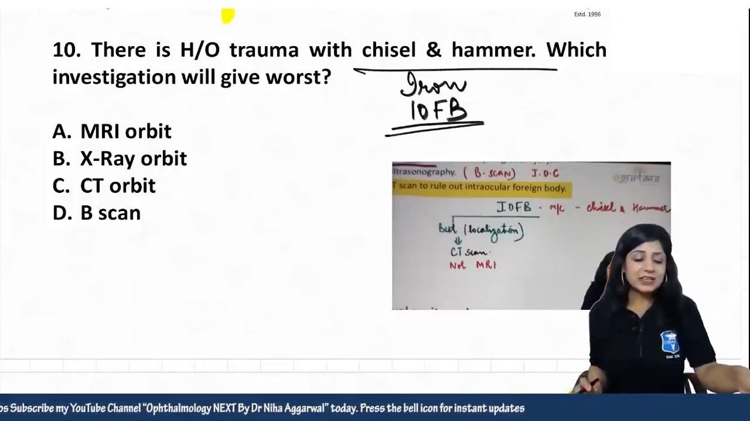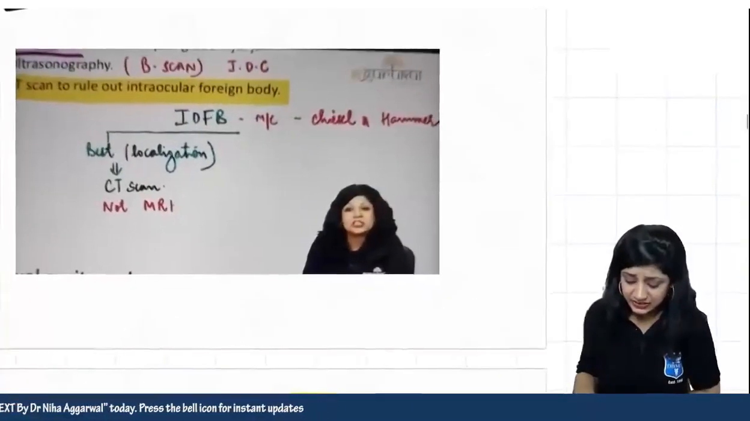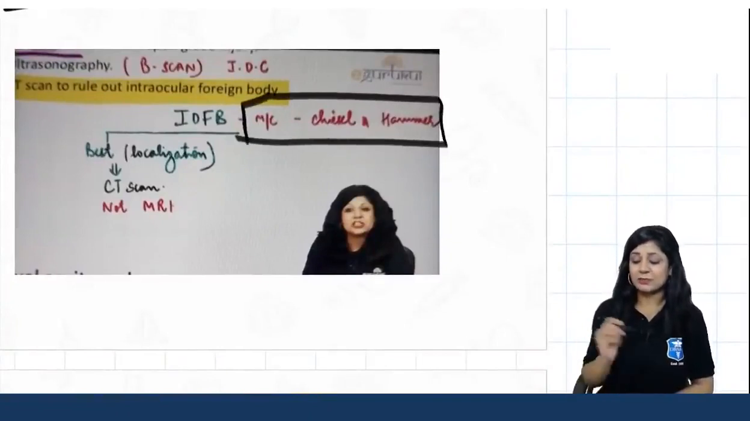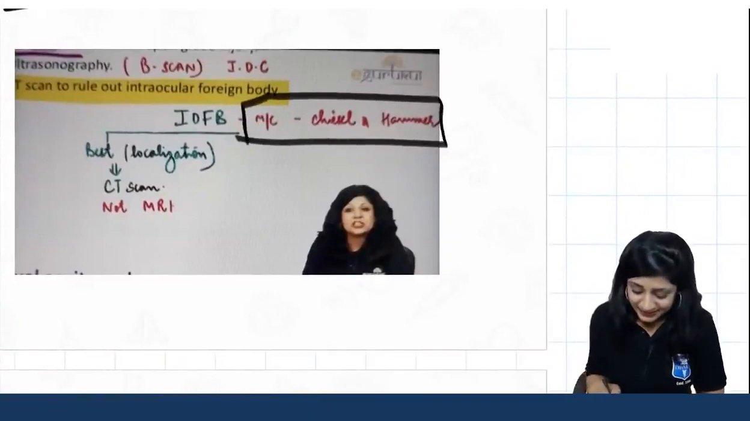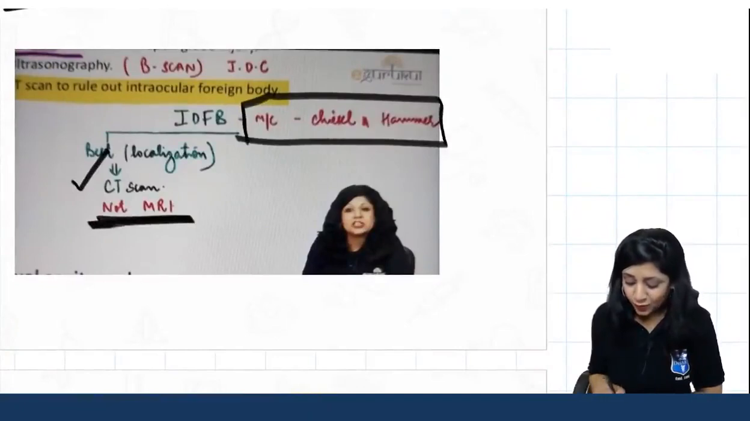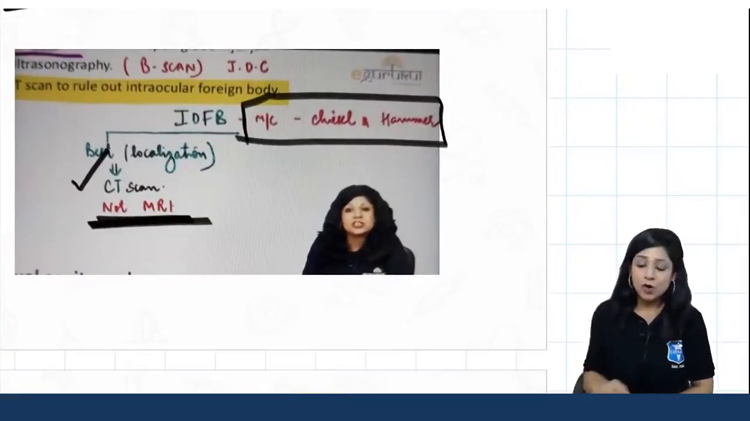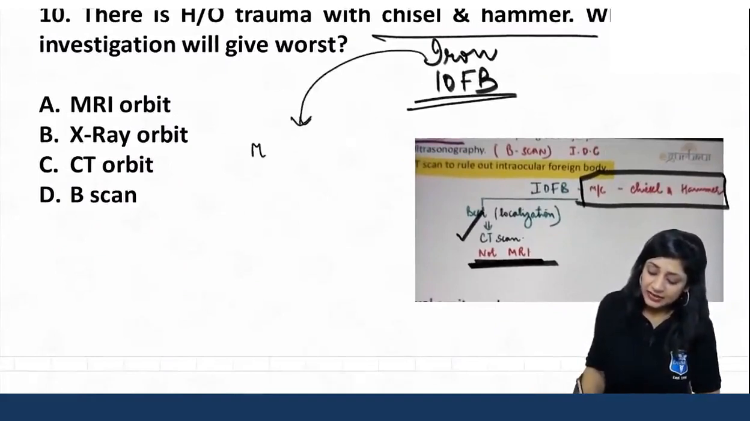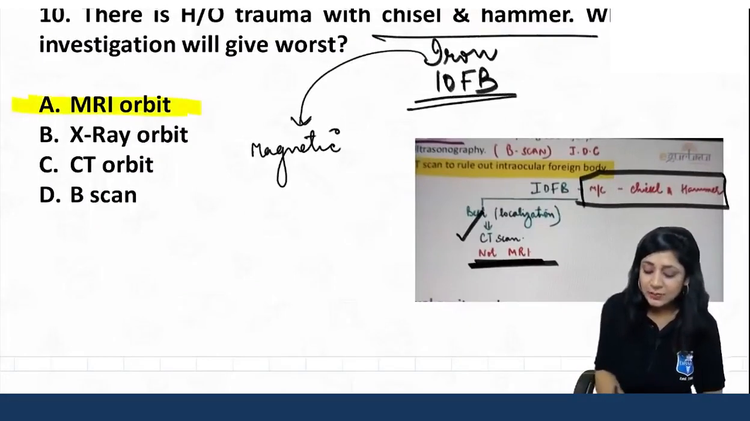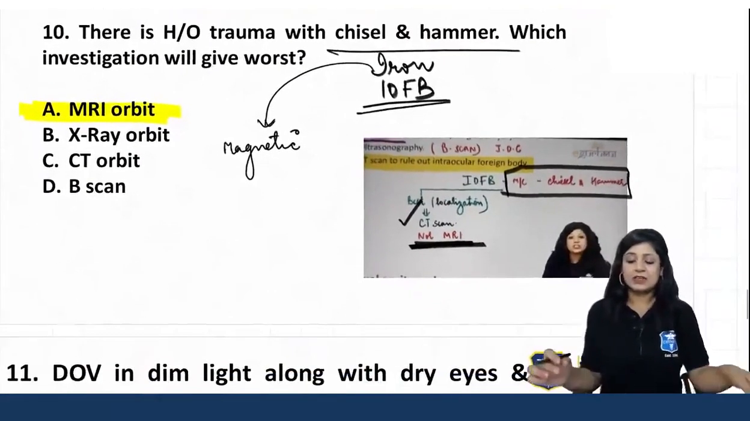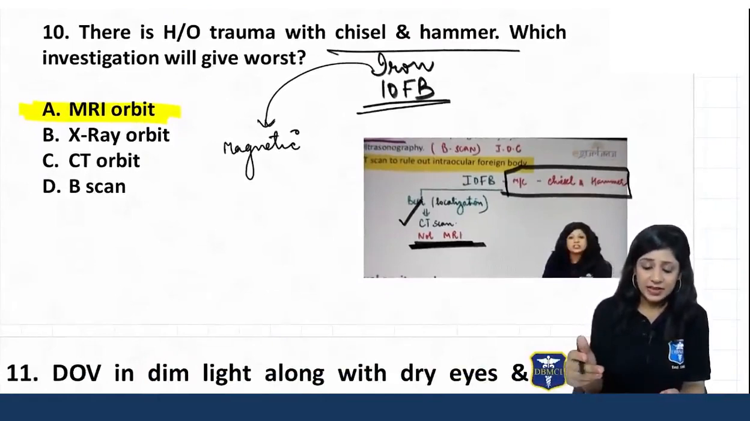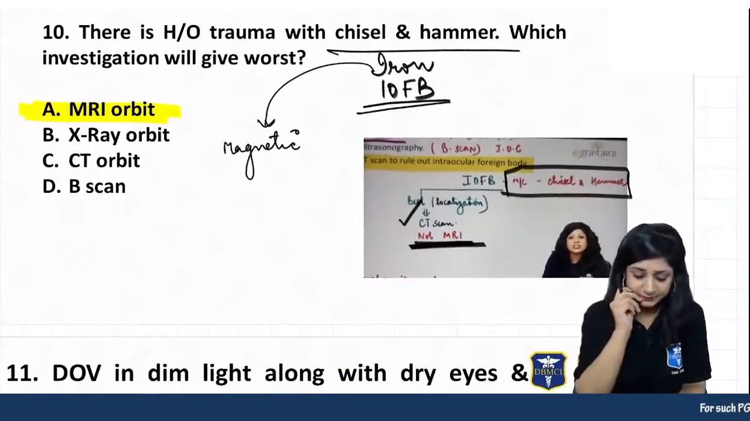I think this is a direct question that we have discussed in the classes many times. See, this is my classroom image. Most common is the chisel and hammer. See, the best investigation is the CT scan, and we do not do the MRI. Why? Because iron is magnetic. So we are not doing the MRI. So the answer to this question is the MRI orbit. As simple as that. Chisel and hammer, it's magnetic, so we are not doing the MRI. Okay?